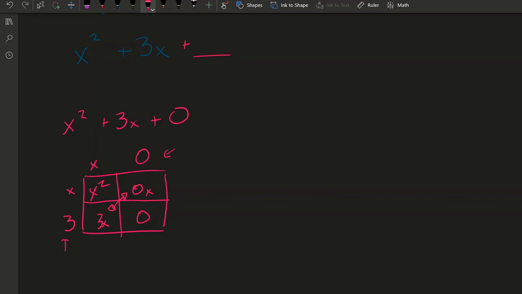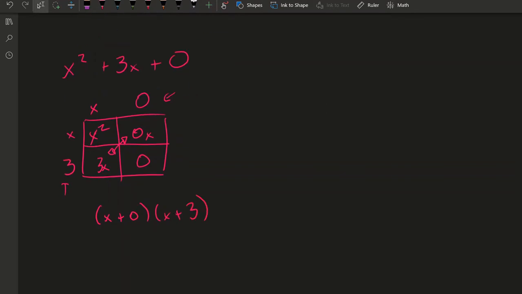So for an answer, this would be x plus 0, x plus 3. Except we don't ever write plus 0 because it's plus nothing. So I would just simplify it to x and x plus 3.